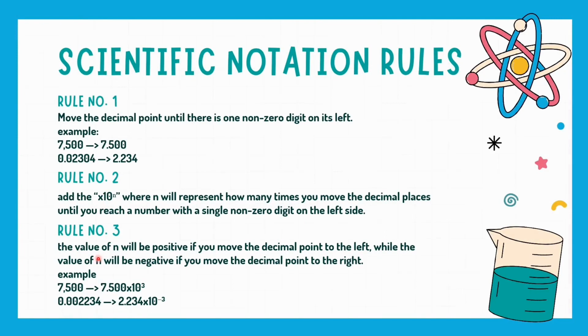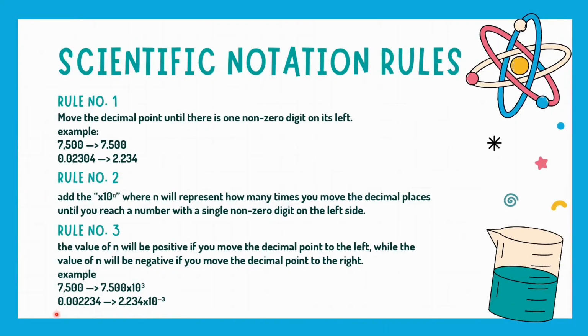For rule number 3, the value of n will be positive if you move the decimal point to the left, while the value of n will be negative if you move the decimal point to the right. So looking at this example here, 7,500, if we start from here, moving from right to left, 1, 2, 3, it would give us 7.5 times 10 raised to positive 3 since we moved the decimal point to the left.